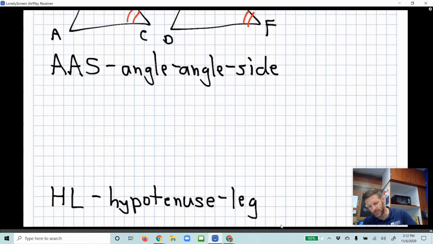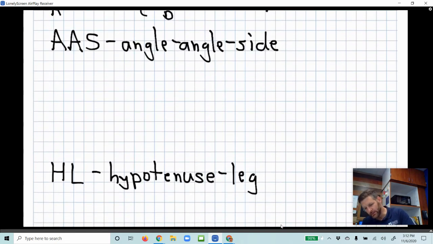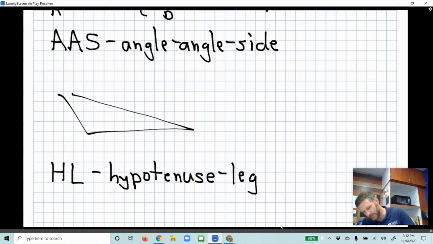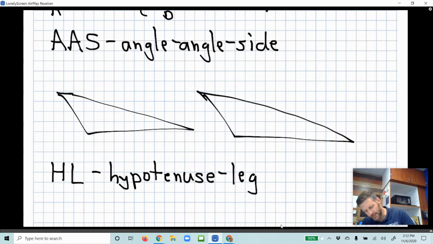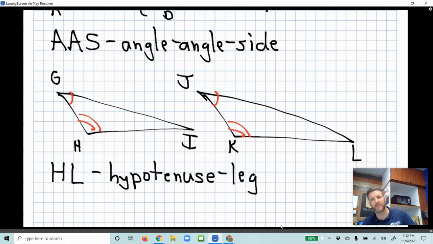Okay, and then we have another combination, and that is angle, angle, side. Let's do something more like this. If I have two triangles, and this time we'll go with GHI and JKL. Another combination that works is if I know two angles, so those two angles, this one and this one, and then the side that comes either before or after them. So it could be this one, because that would be angle, angle, side.